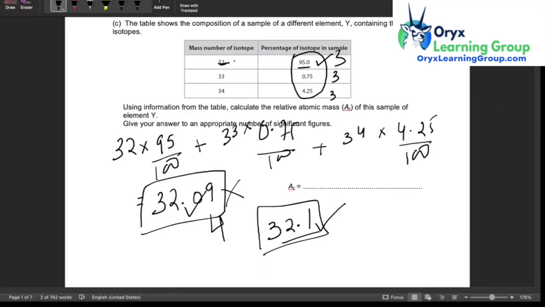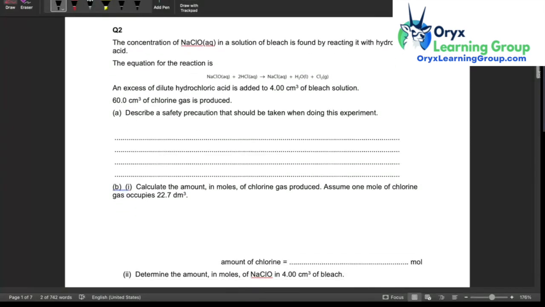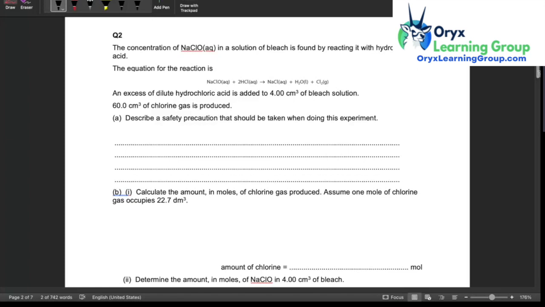Okay, thank you. Let's go to the next one. It says the concentration of NaClO in a solution of bleach is found by reacting it with hydrochloric acid. The equation for the reaction is this. An excess of dilute hydrochloric acid is added to 4 cm3 of bleach solution. 60 cm3 of chlorine gas is produced. Please take your time, read through the question, and tell me if you understand. If you understand, try to do A and B, and we'll discuss.